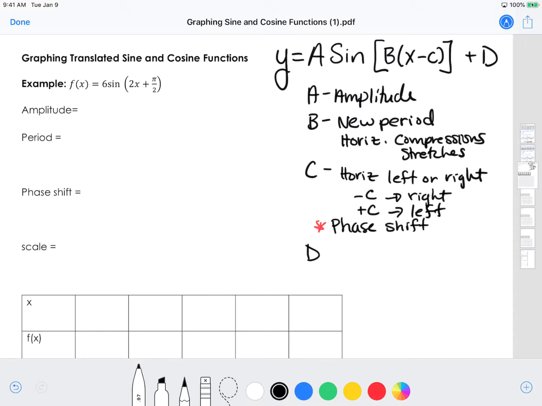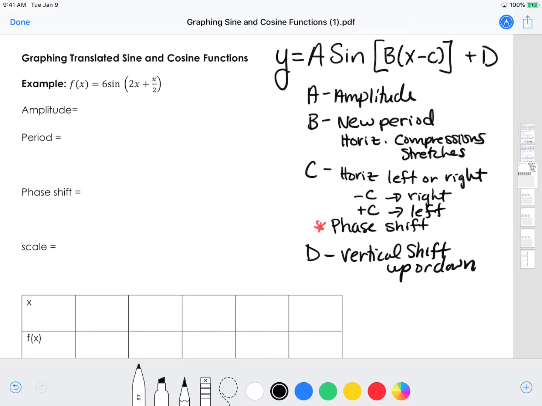And then D, the last item, is going to be on the outside of the function. So if we have some function f of x and we add a number to it or we subtract a number from it, if we think back to our translation rules, that would be a vertical shift up or down. We're going to use our past experience with translating functions in general, in combination with the information that we're learning now of the sine and cosine functions, to put that together to graph our translated functions.